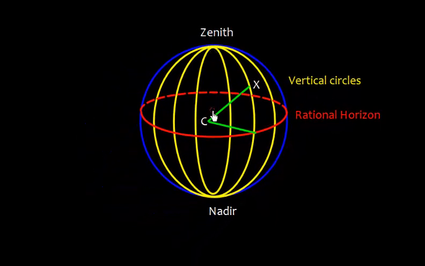Let me reinforce here. This is the zenith. This is the center of the celestial sphere. This is the nadir. And these are the vertical circles. Vertical circles are the circles which join zenith and nadir. And this is the rational horizon. That is how it will look. And this is the Earth. So the celestial body is here. That is X, the celestial body. The altitude of the celestial body will be from the rational horizon to the body. Similarly, the zenith distance will be from the body to the zenith, this one.